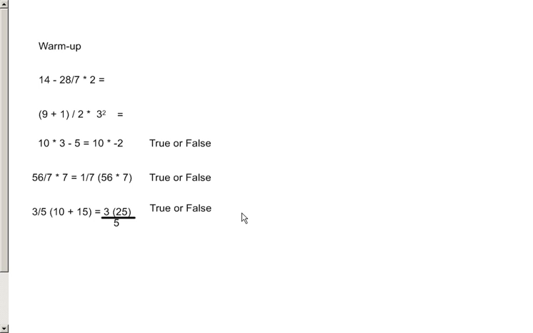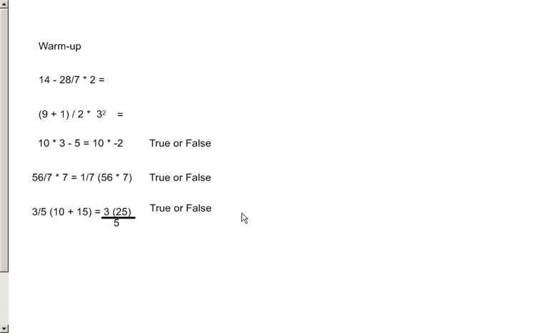So this is a warm-up, kind of a review from lesson 6.6 and 6.7. You did some work in 6.6 on order of operations, and then in 6.7 you were working on equalities and inequalities and talking about number sentences.